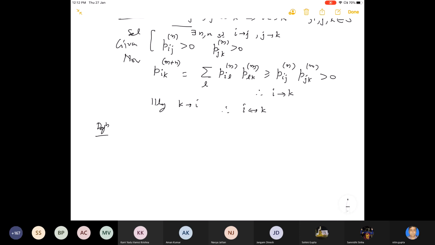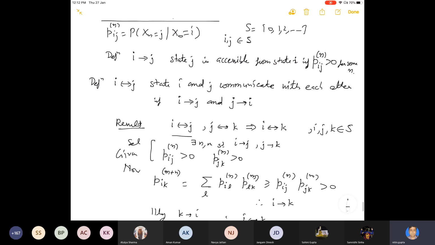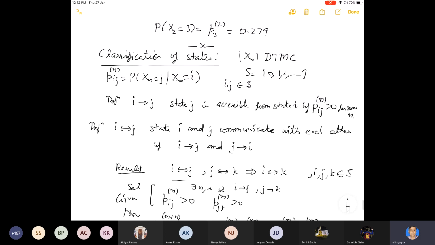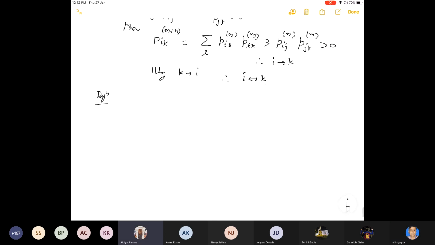So this property is only for DTMC, right? Yeah, because we are just now talking about the discrete time Markov chain. For others, whatever you define for that, you have to verify those. This is basically for discrete, because we are now doing the discrete time Markov chain only. Okay, sir.